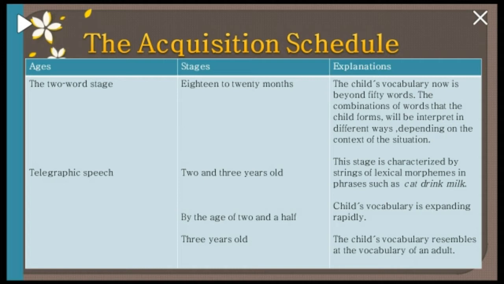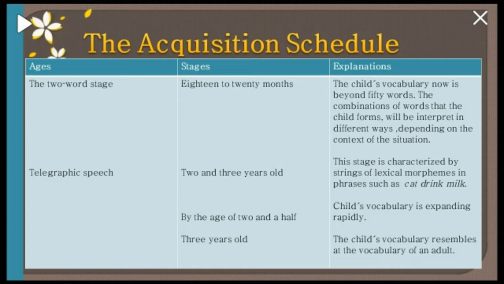The last stage is telegraphic speech. Telegraphic speech is divided into three age categories. The first is 2 to 3 years old. This stage is characterized by strings of lexical morphemes in phrases such as "cat drink milk."